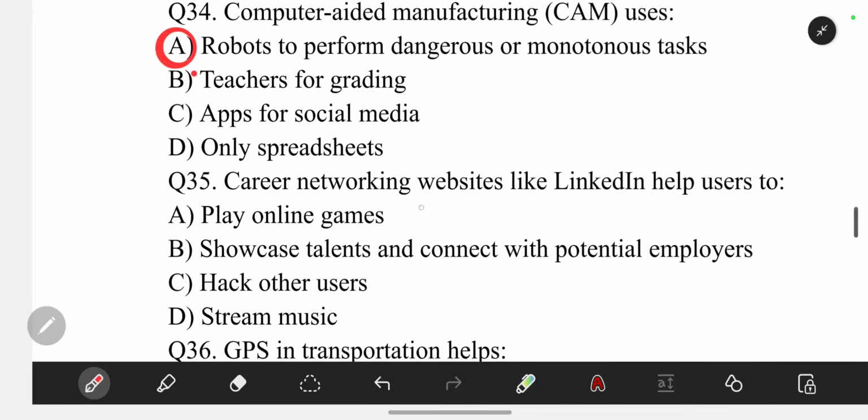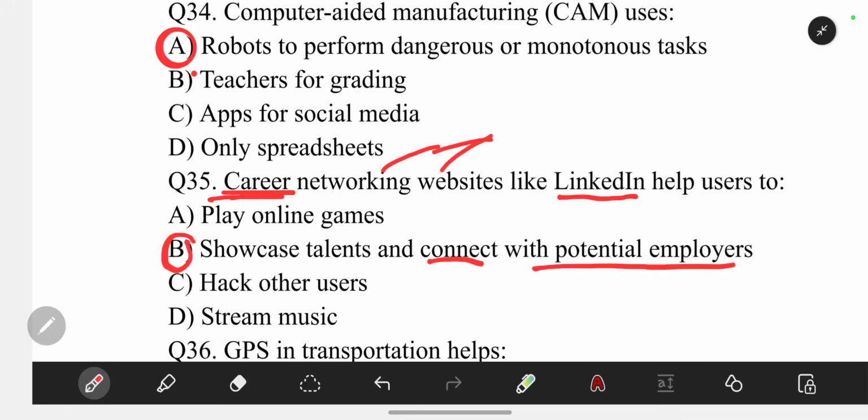Number 35, career networking websites like LinkedIn help users to... So already career has to do with looking for a job. Career networking websites help showcase your talents. What are some of the skills that you have? So it helps showcase talents and connect with potential employers. So people can employ you just by looking at your talent. So the answer for this one is B.